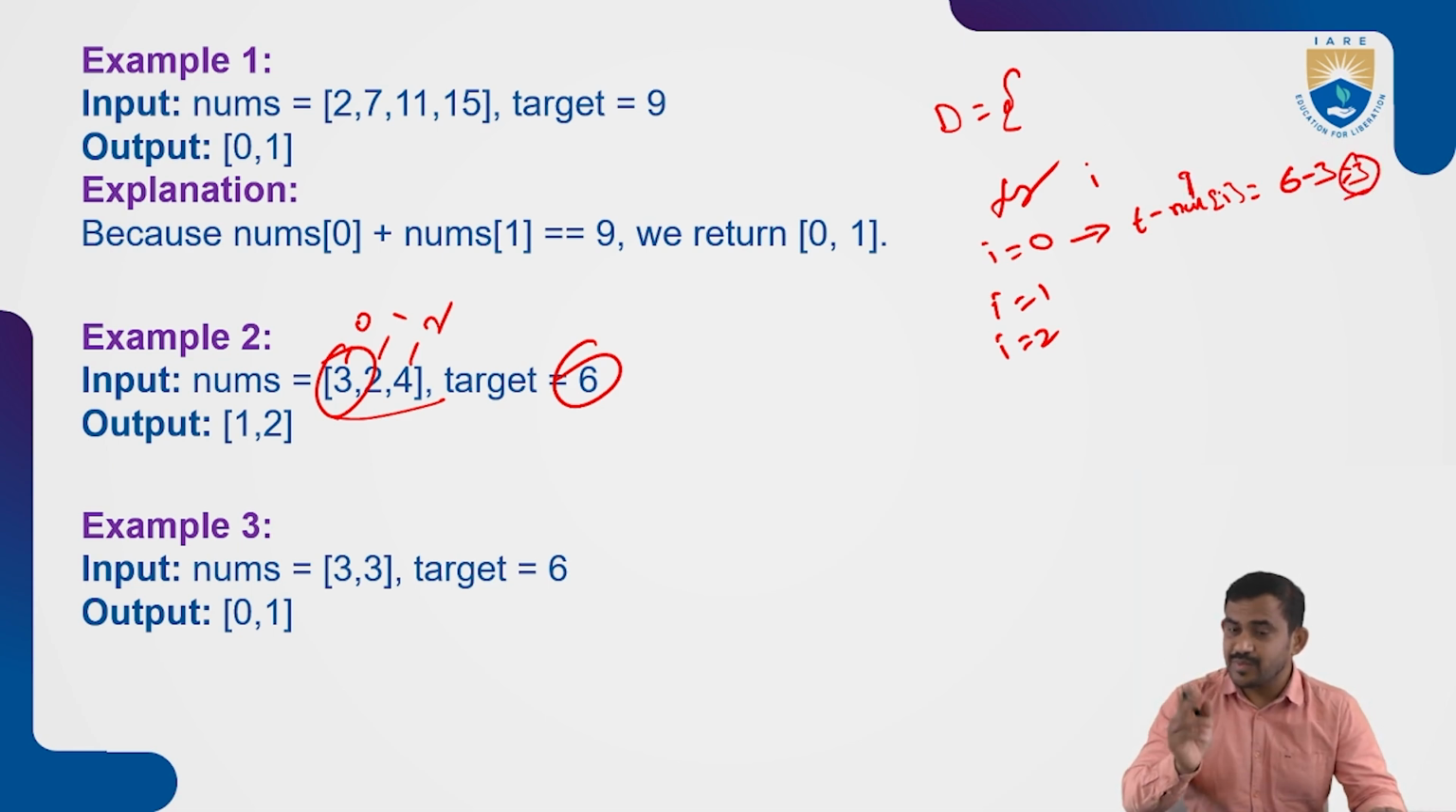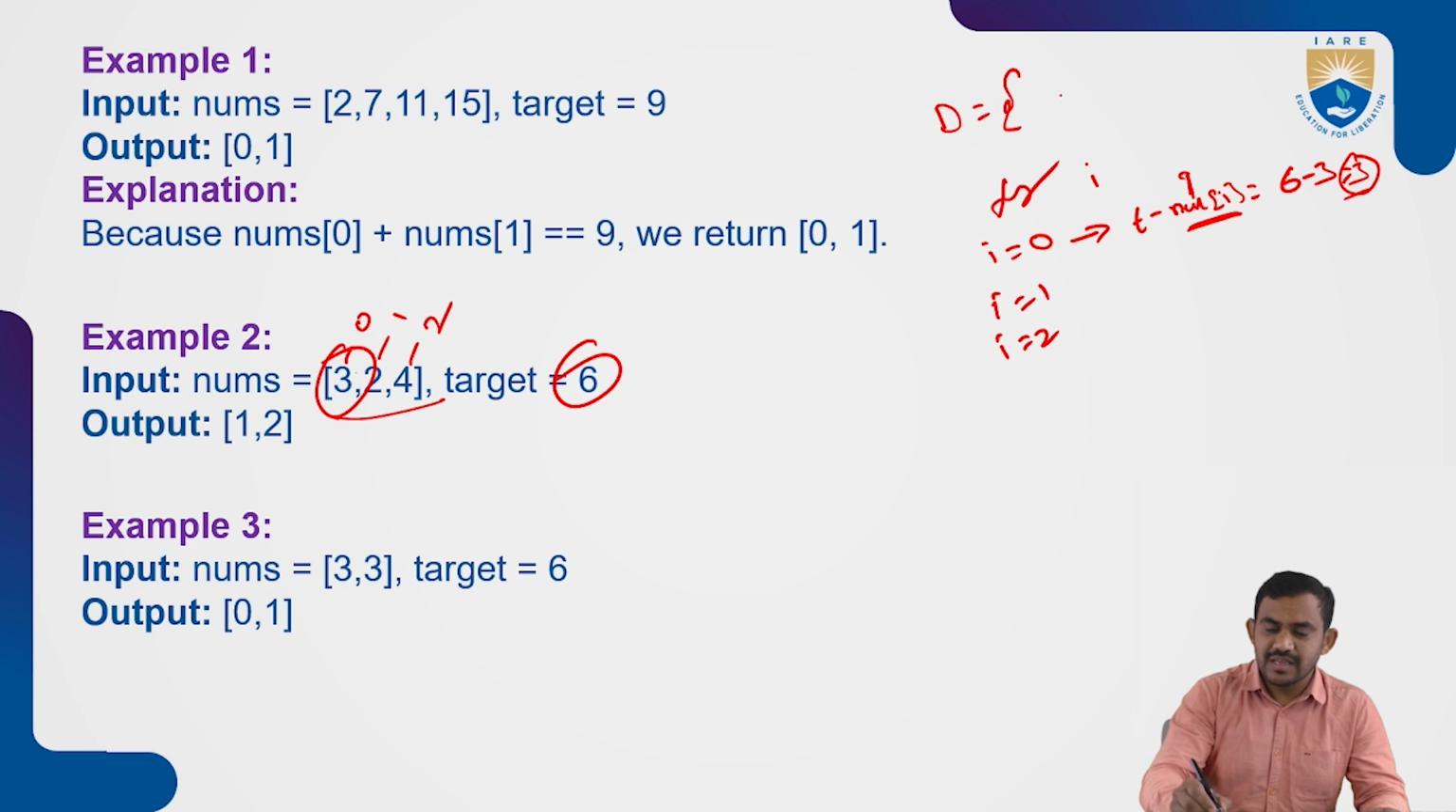3 is for checking purposes, but you need to store the value for this particular key. So what is nums of i? 3. For 3 the index is 0. So 3's index is 0. This is what I need to store. That's it. It's over. Next, i equals 1.